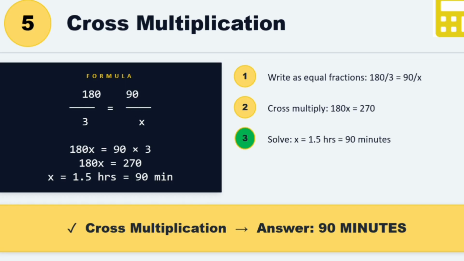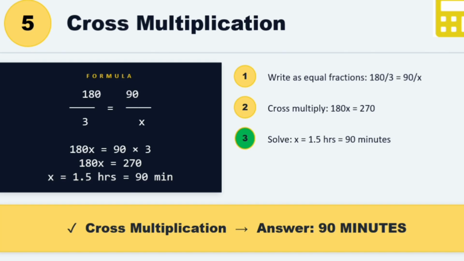And the next method is cross multiplication. This is the algebraic approach, great for when you want a reliable step-by-step process. We write the two ratios as equal fractions. 180 over 3 equals 90 over x, where x is the time we don't know. Cross multiply both sides. 180 times x equals 90 times 3, which is 270.